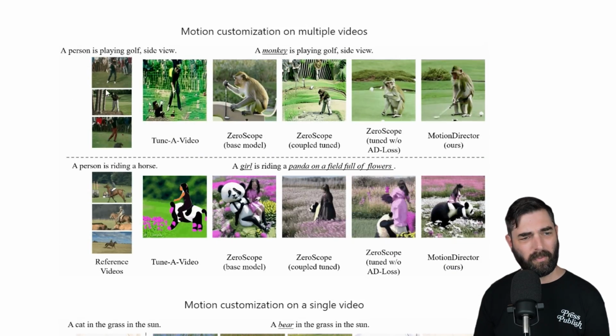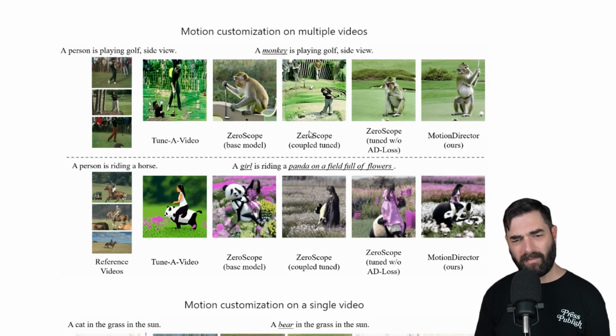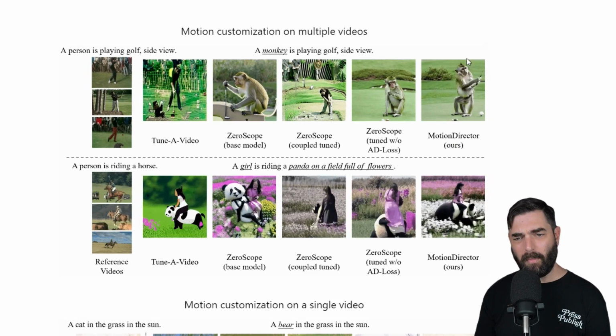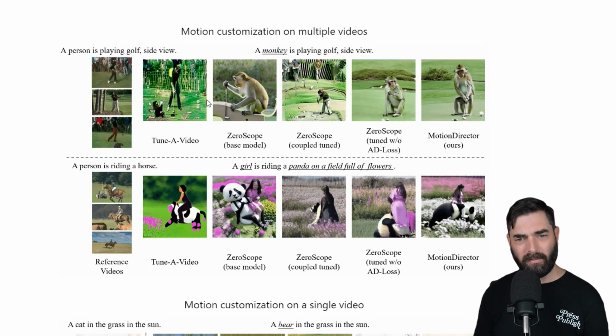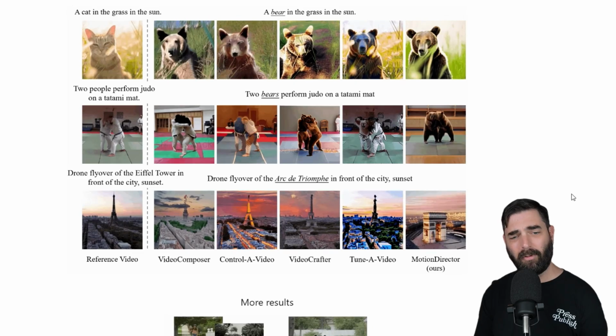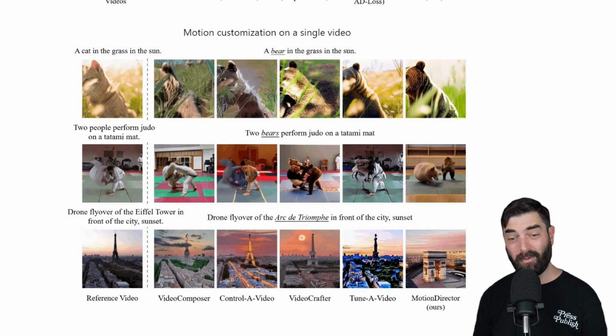Here's some other examples here, some input videos of people playing golf. You can see it compared to Tune-A-Video and several Zeroscope models, and then the MotionDirector model, which looks a lot more like a monkey playing golf than the rest of them. And this page has several other examples that you can explore and see what this model is really capable of.